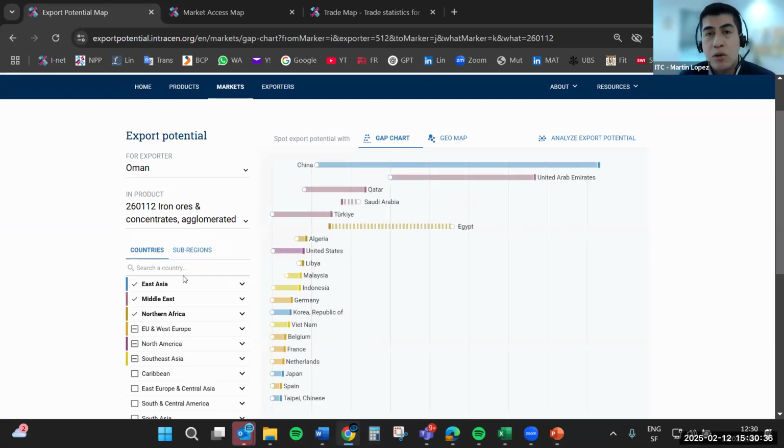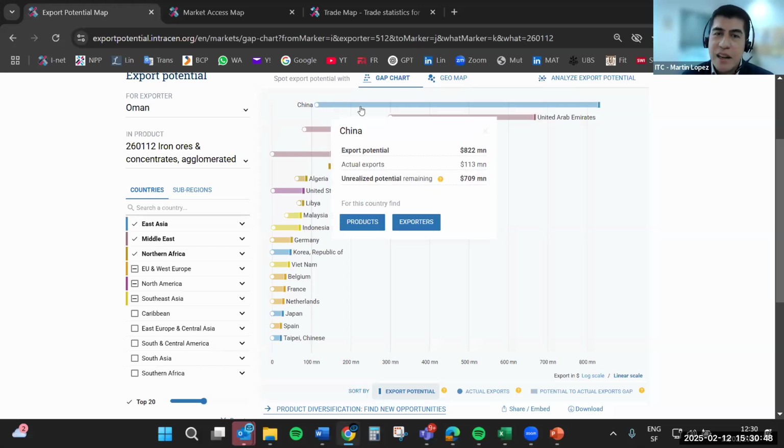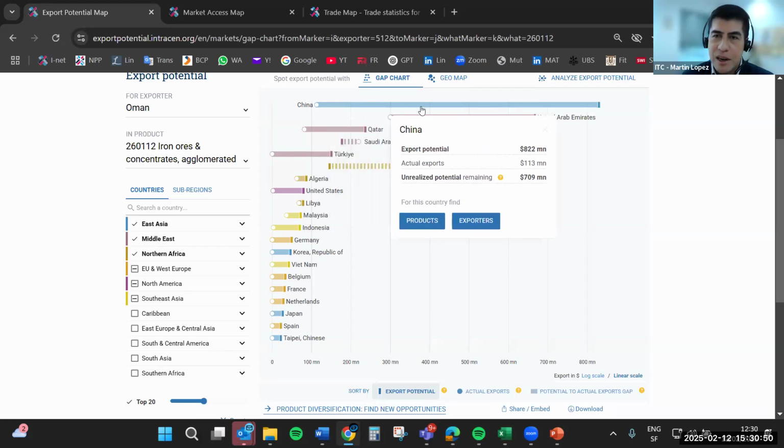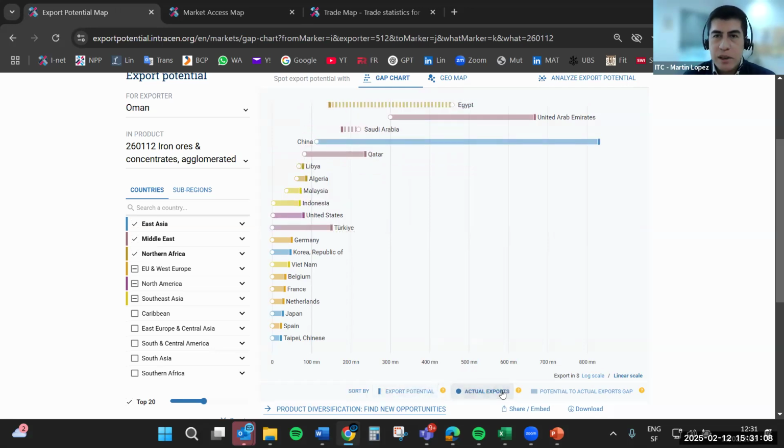And those are your most potential markets. Ranked from the top, you see China is in pole position, followed by United Arab Emirates, third, Qatar. The larger the line, the larger this horizontal line, the greater the export potential to that market. And these countries are ranked according to the export potential. We could rank these countries as well by current exports. And let me click here below, and countries reorder according to your current exports.